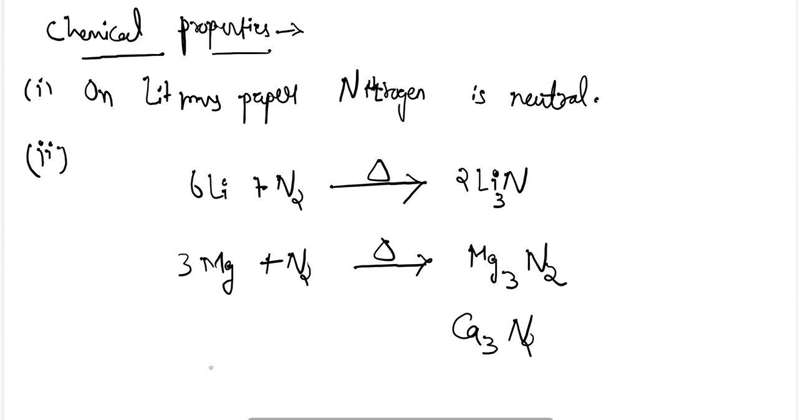And with aluminium it forms aluminium nitride, AlN. Next, combination with non-metals. What is the combination of nitrogen with non-metals? Dinitrogen combines with non-metals like dioxygen and dihydrogen only. With other non-metals it does not have any reaction.